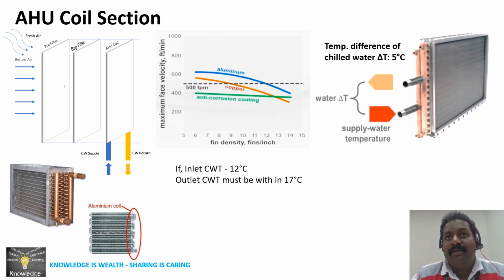If it is less, like 1 to 2, then you need to check the integration part. Why is it coming out very low? Because the unit needs to adjust its actuator position and fan speed based on the temperature requirement.